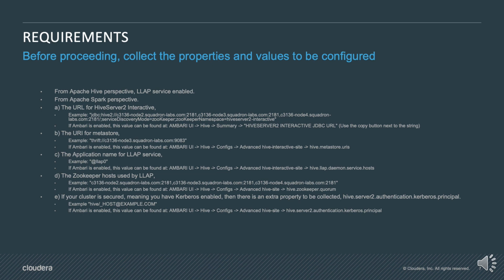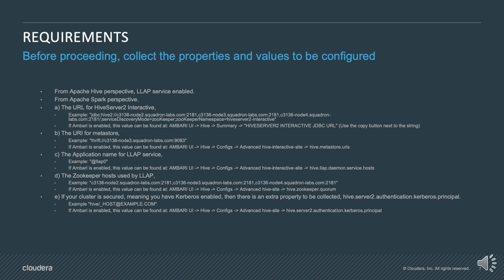From the Apache Spark perspective, collect the following information from the Hive configuration settings after having enabled the LLAP service. We'll need the URL for Hive Server 2 Interactive. This can be found in the Ambari UI: click on Hive, Summary, and then click on the copy button next to the string where the Hive Server 2 Interactive JDBC URL is.